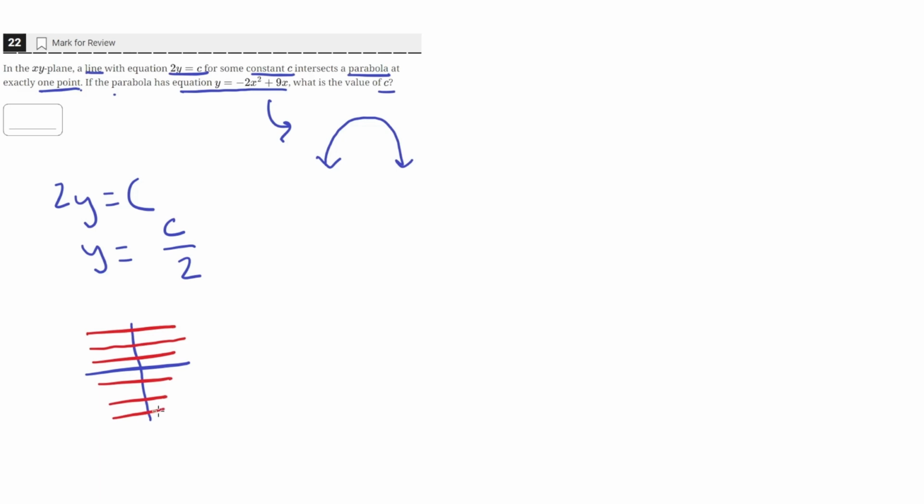Depending on the value of c, it's just one of the lines like this.